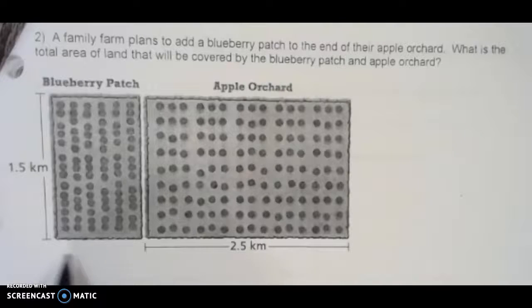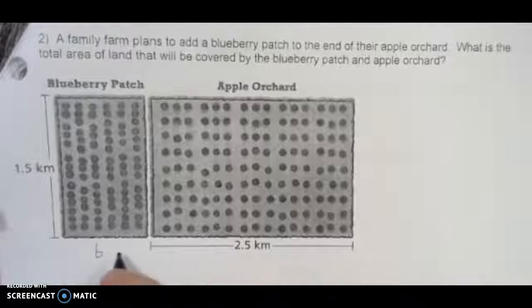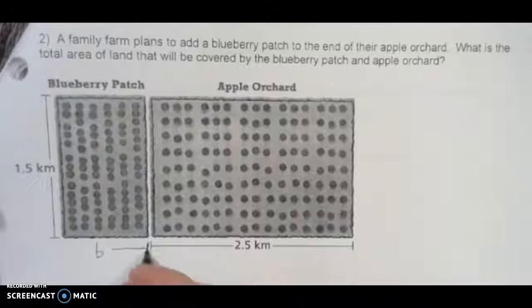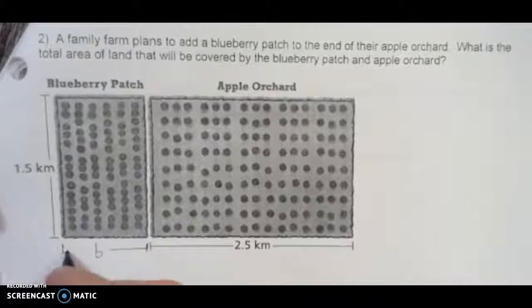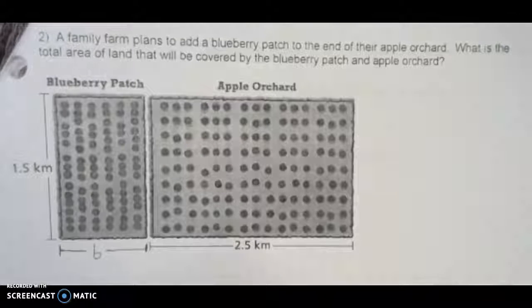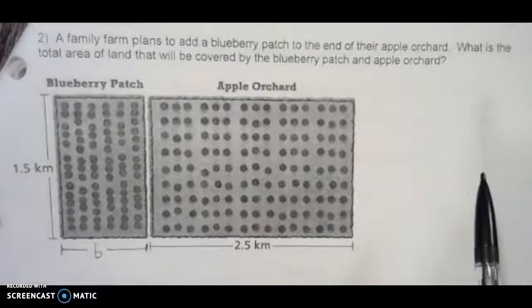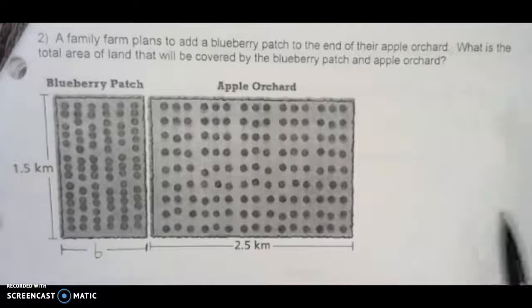And notice they don't tell us what that length is. And so we're going to use a variable to represent that. Why don't we use B for blueberry? Okay, this length from here, the end of the apple orchard, to here, the end of the blueberry patch, we will call B. Okay, and so we're going to try to come up with an expression to represent the area of the apple orchard and the blueberry patch.